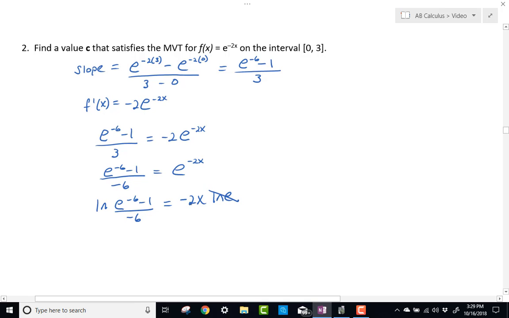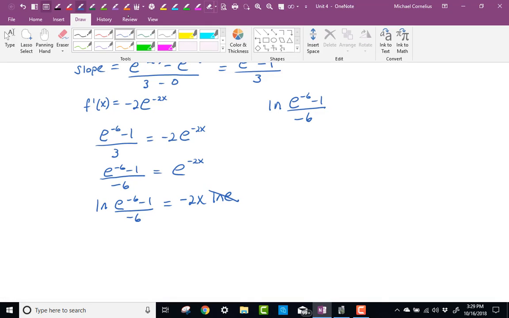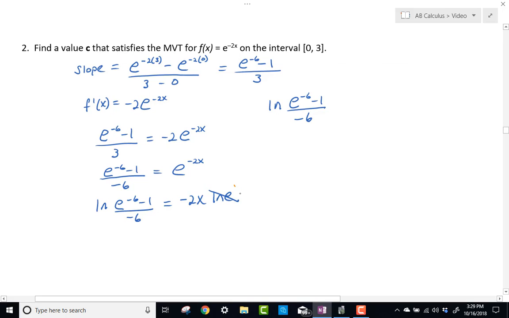So the next thing I can do is divide by -2 again, but you got to be careful here because this is ln of (e^-6 - 1)/-6. And now we want to divide that whole thing by -2, which is going to get ugly here. So we're not going to divide by -2. We're going to multiply by -1/2, because I'm just trying to see, is that even going to work? Yeah, that'll work a little bit better.